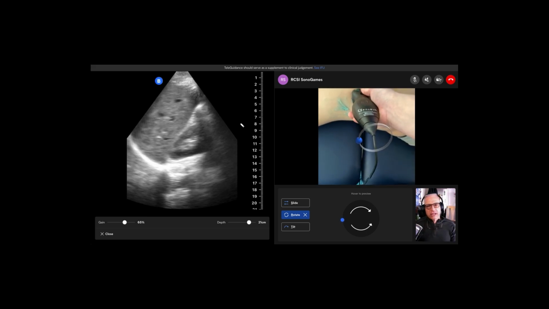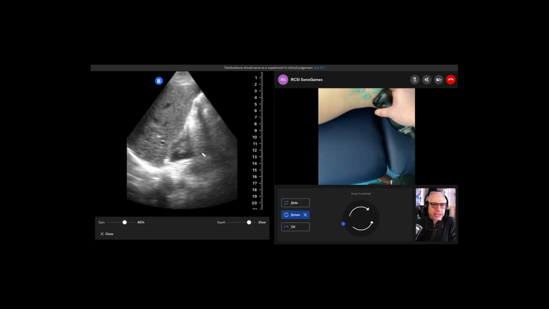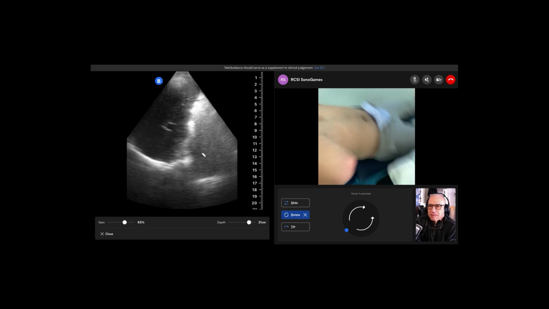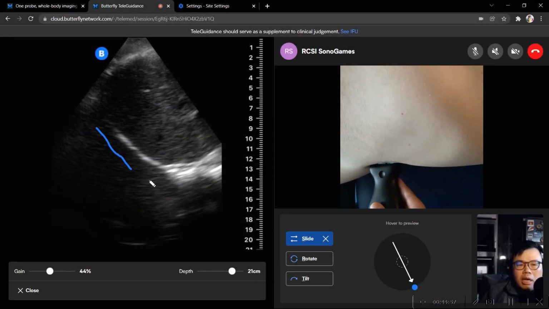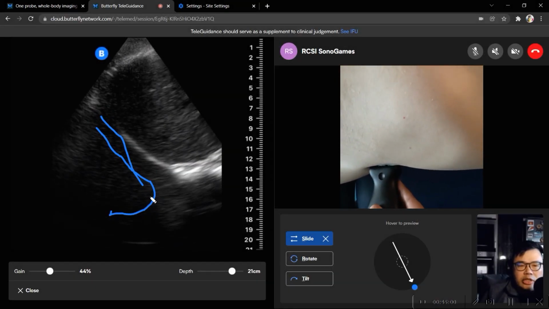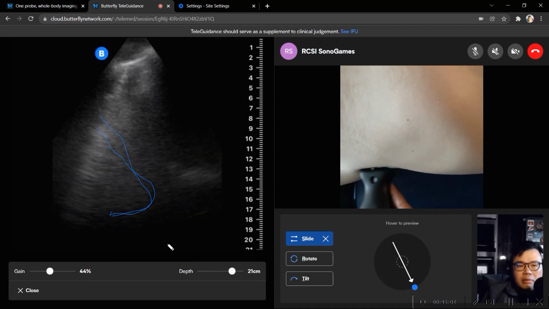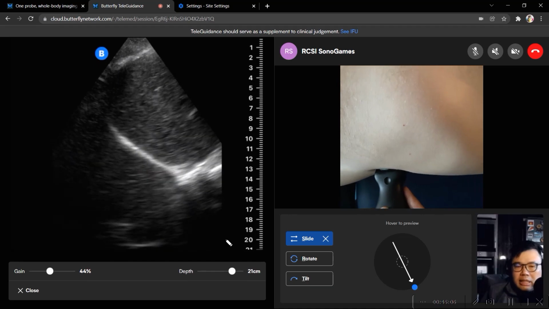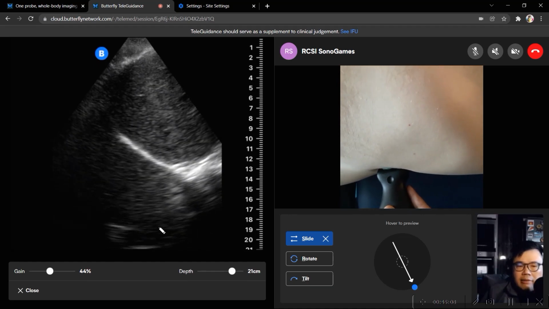Okay, so now you want to go to the left side. That's a beautiful view, by the way. Great job. Again, I'm just going to ask you, how come it looks like his liver is in his chest? What is that actually? I'm not sure. This is what we call the mirror image artifact.